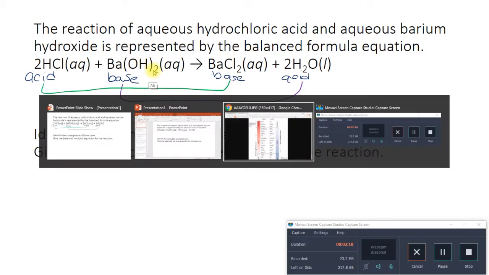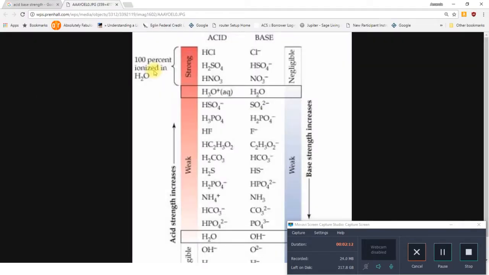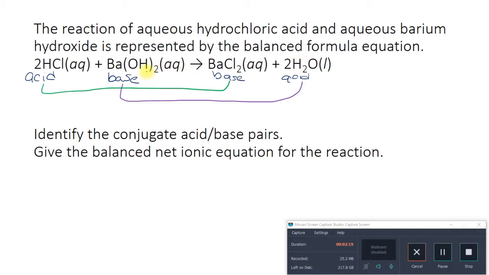For this Ba(OH)2, the OH is right here, and its conjugate is water. So that's our base, it's on the base side, and its conjugate is water. So OH minus is the base, and its conjugate is water.